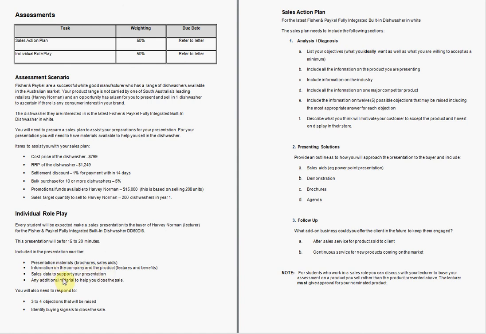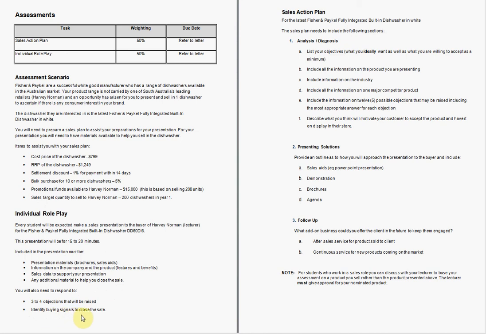You do need sales data to support your presentation and any additional material to help you close the sale. What we will also ask you to do is be prepared for 3 to 4 objections that will be raised, and you do need to look at identifying buying signals to close the sale.